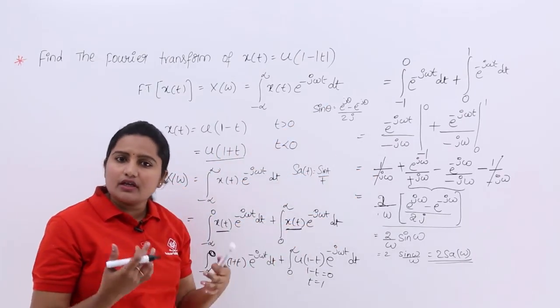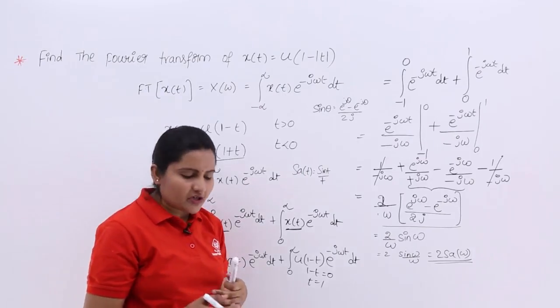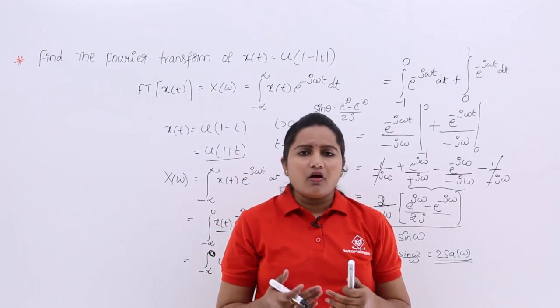After integrating, you will get your direct answer in exponentials, which you need to convert into sine. After that, you can convert it into the sampling function. In the same way, we can perform the Fourier transform of any function.